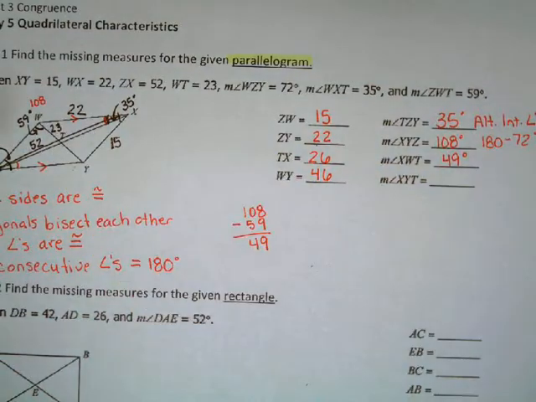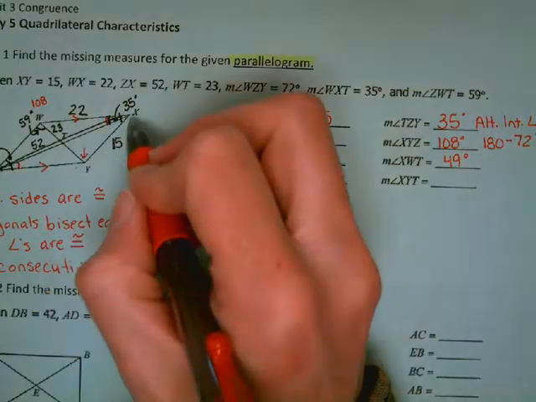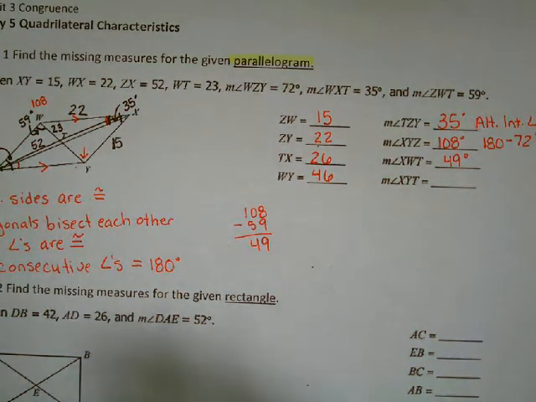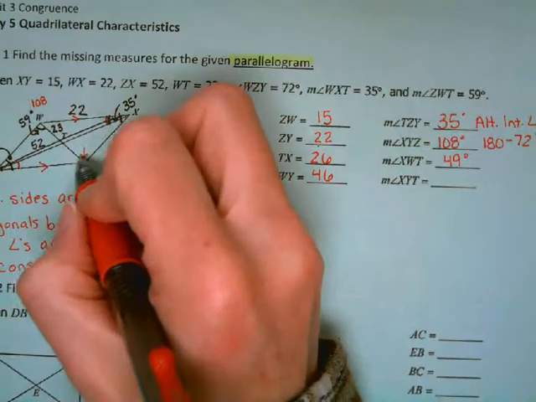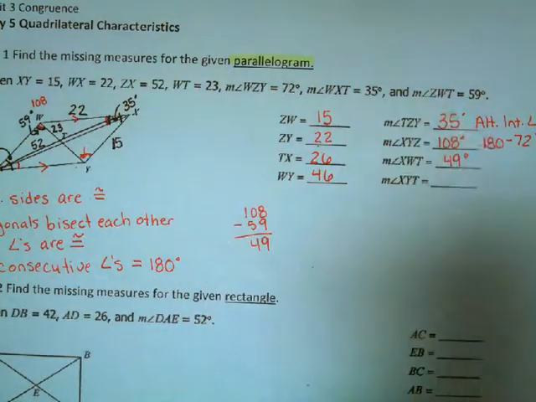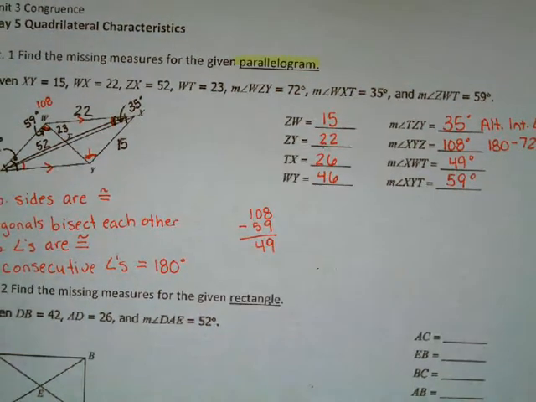Alright, let's look at the next one. XYT. So this angle right here. There's lots of ways to do this, but I noticed this angle here would be alternate interior with that angle up there, so this is going to be 59 degrees. So using all the properties of a parallelogram to find segments and angles.